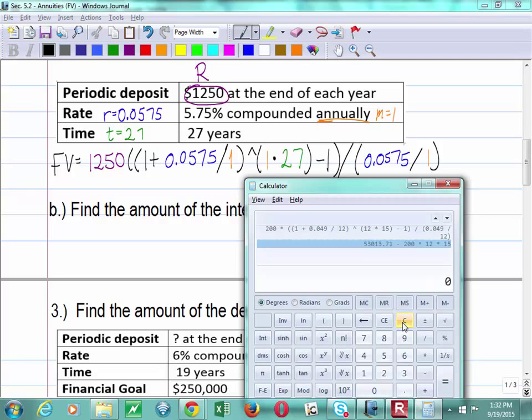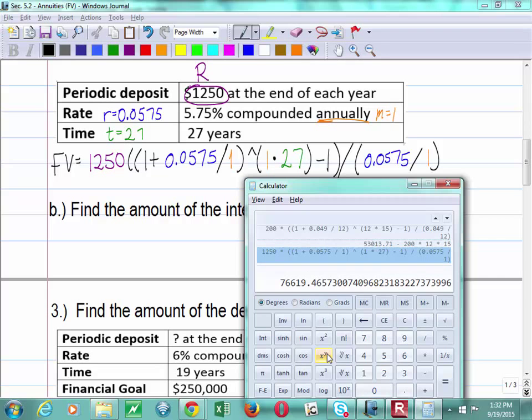Oops, forgot to put my multiplication. I'm not used to this computer calculator. To the power of, okay. Alright. So $76,619.47.